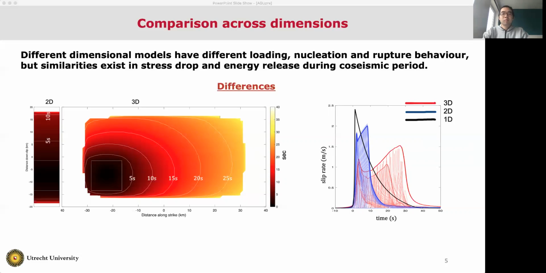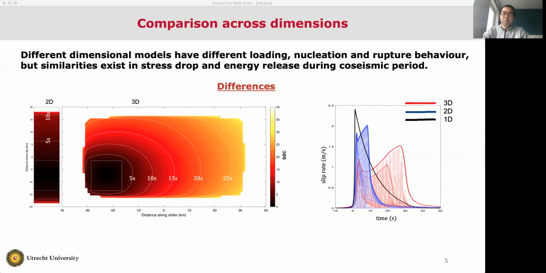Also, you can see from the right figure that the 1D model yields even higher slip rate compared to the 2D model and compared to the 3D model. And the 3D model rupture lasts longest, and 2D in the middle, and 1D the shortest.